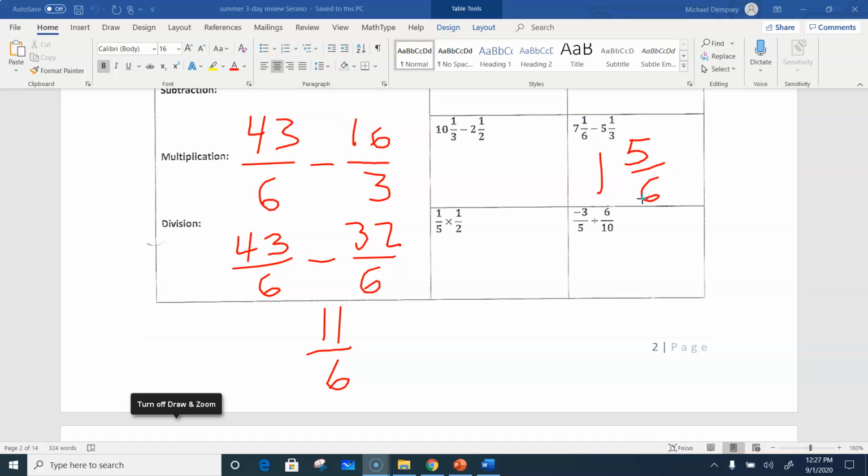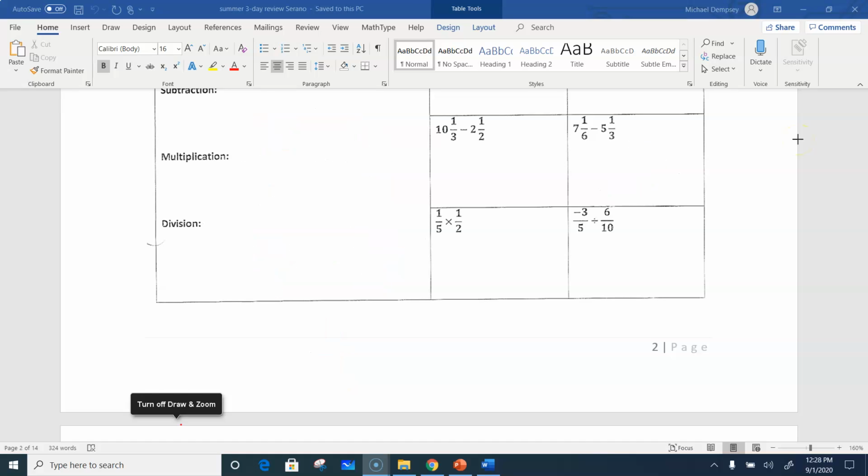Now, the good thing is multiplication and division, I think, are easier with fractions than addition and subtraction, especially with the mixed numbers. All we do for multiplication is multiply across the top. 1 times 1 is 1. And we multiply across the bottom. 5 times 2 is 10. That's it. It's really that easy.